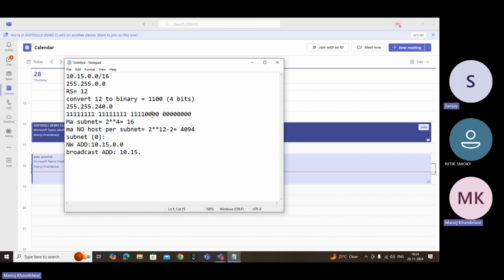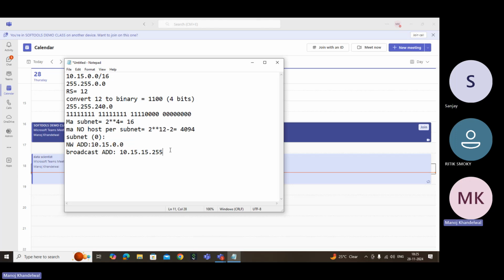The first one here, if we convert 1 1 1 1: 1 plus 2 is 3, 3 plus 4 is 7, 7 plus 8 is 15. So 15 dot 255. 255 is clear because we make all these ones. Okay, this is the broadcast address.